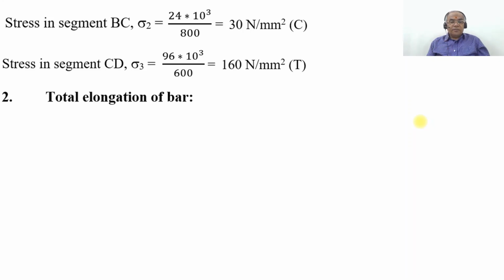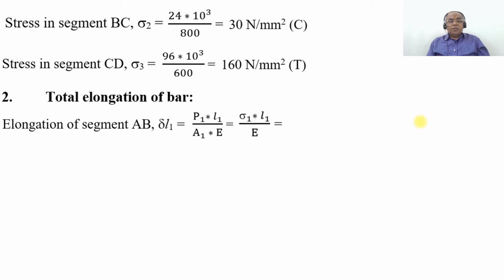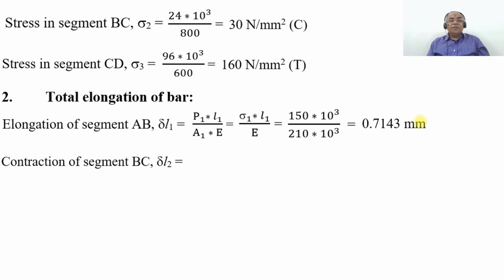The total elongation of the bar will be equal to the elongation of the segment AB, which is delta 1. Since it is tensile stress, naturally it will be elongation, tensile in nature. So that is sigma 1 into L1 by E. You know the value of sigma 1, which is 150 into 10 to the power of 3 divided by 210 into 10 to the power of 3, which is equal to 0.7143.